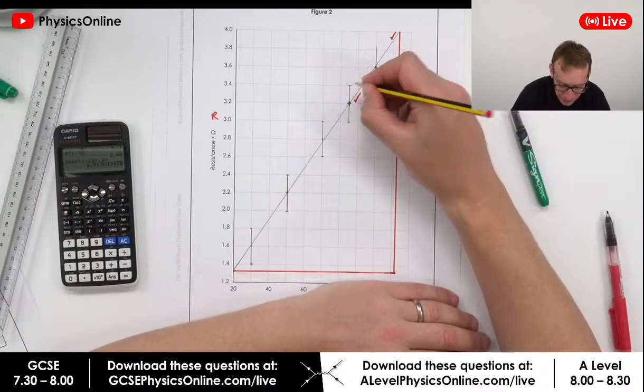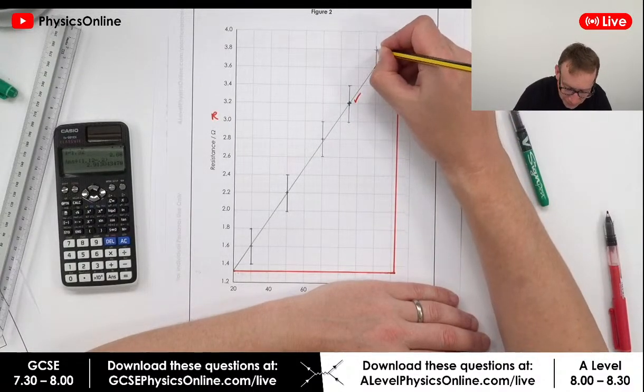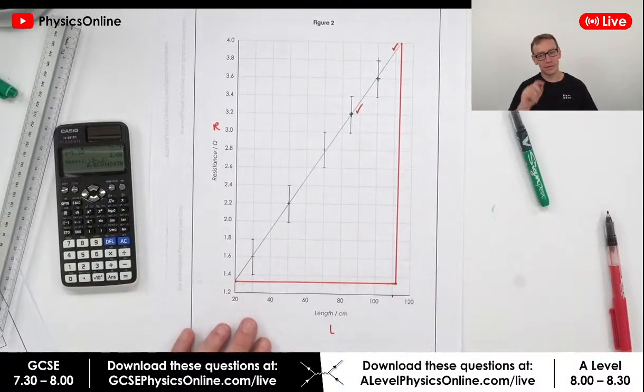Are we doing superconductors this session? No, we're not. We're doing this question here about resistivity.